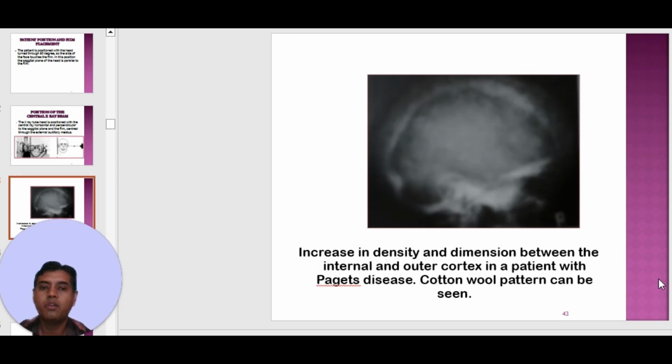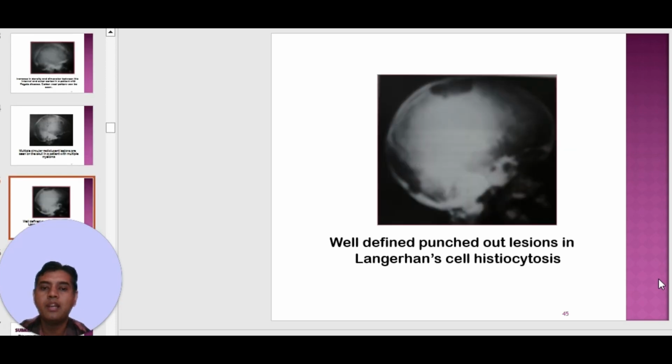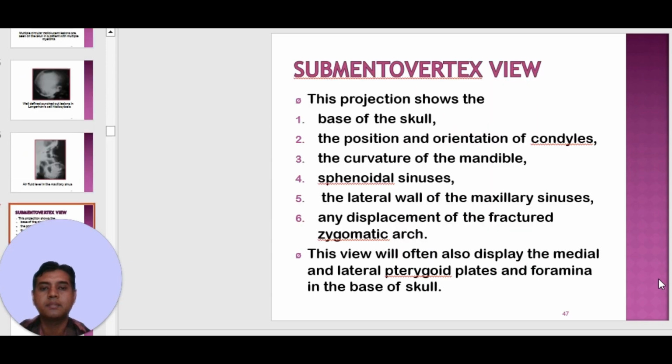And these are a few radiographs showing increase in density and dimension between the inner and the outer cortex in a patient with Paget disease; the cotton wool appearance is appreciable in this radiograph. Multiple circular radiolucent lesions are seen in a patient with multiple myeloma. Well-defined punched-out lesions in Langerhans cell histiocytosis. Air fluid level in the maxillary sinus.